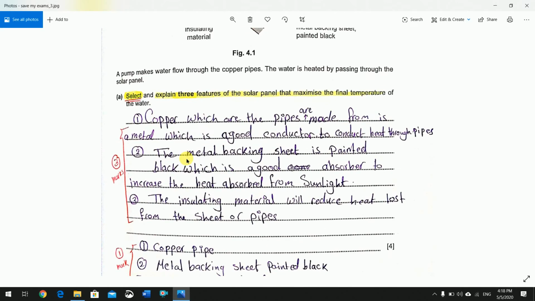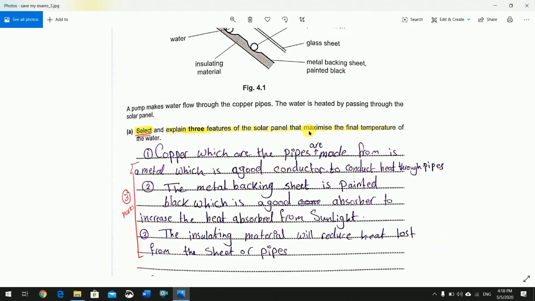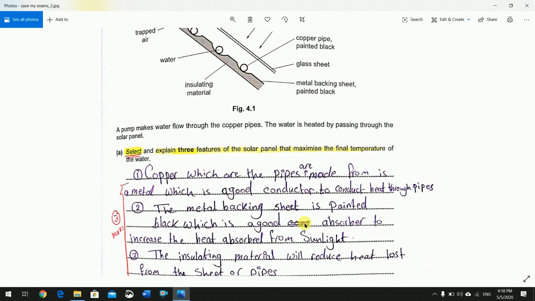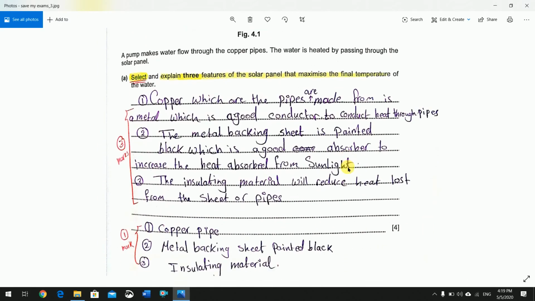Now, the copper, which the pipes are made from, is metal, which is a good conductor, which will conduct the heat through the pipes, which will heat up the water. Now, the metal backing sheet is painted in black, as well as the copper pipes, which are also painted in black. Black is a good absorber, so it will increase the heat absorbed from the sunlight, which will maximize the final temperature of the water. It will make it hotter.